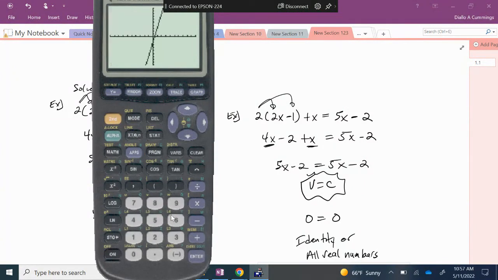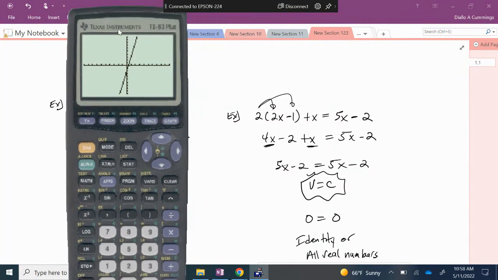But when you graph, you're only going to see one line. And the reason why you only see one line is because these two things are exactly the same. So if both sides are equal, when you actually graph, since these two things are the same, one line fits exactly on top of the other line, right? So they intersect at every point, which makes it an all-real solution.